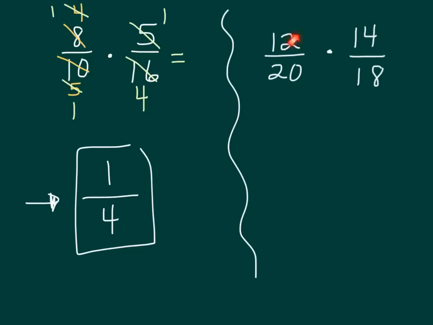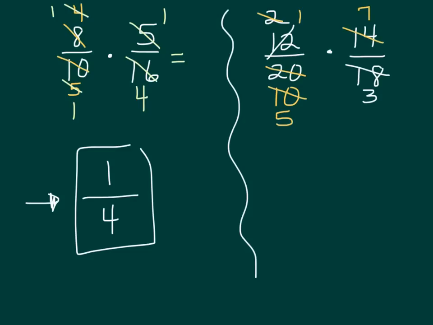I'll start with 12 and 18 this time. I know that 6 goes into both of those. So 12 divided by 6 is 2. 18 divided by 6 is 3. Okay, I'm going to look at the 2 and the 20 now. I'll divide by 2. 2 divided by 2 is 1. 20 divided by 2 is 10. Okay, now I'm going to look at the 14 and the 10. I'll divide by 2 again. 10 divided by 2 is 5. 14 divided by 2 is 7.